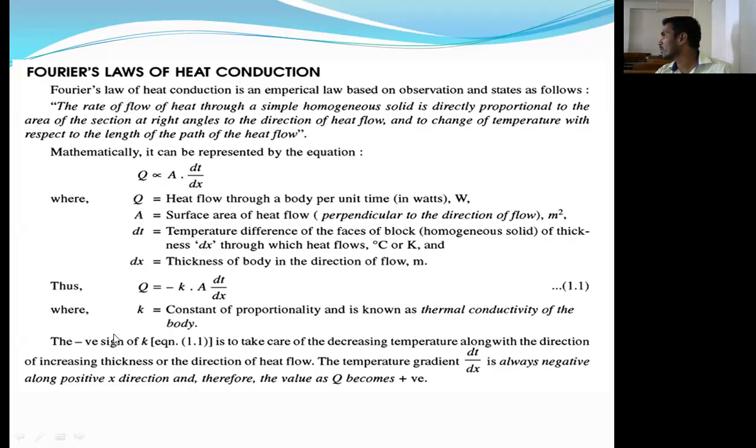So from that we get the equation Q is equal to minus K into A into dT by dx. So why is the negative sign there? Because the temperature difference dT is a small value minus a bigger value, so we have taken the negative sign. What is the meaning of dT? Final temperature minus initial temperature. The final temperature is always less than the initial temperature, so the difference is negative. We have to convert that value into positive, so for that we take the negative sign.